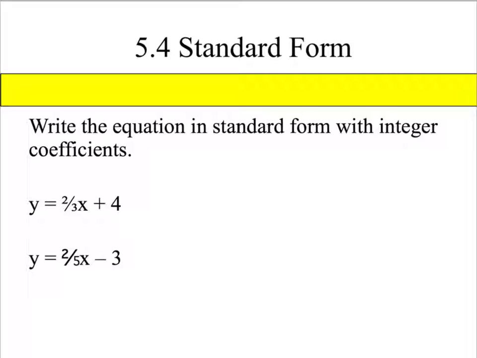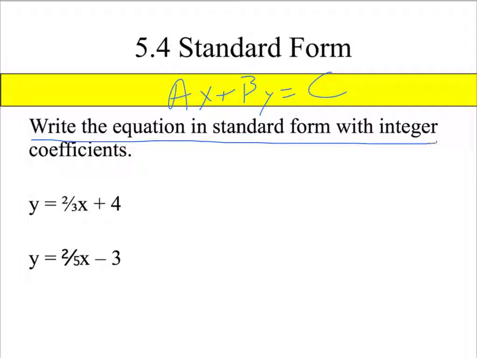So the very first thing is I want to get it into standard form. Ax plus by equals c. Notice on these directions, it asks to write the equation in standard form with integer coefficients. I'm going to bring this on this first equation, y equals 2/3 x plus 4. I want the x and the y on the same side. Subtract 2/3 x on both sides.